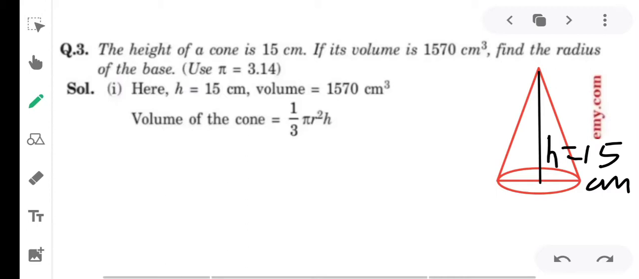So friends, now in question number 3, you can see the height of the cone is 15 centimeter. You can see in front of you there is a cone and the height is 15 centimeter, right? This is the height. Slant height and height both are different. The height is also known as the vertical height. If its volume is 1570 centimeter cube, find the radius of the base, right? And the value of pi would be 3.14, right?